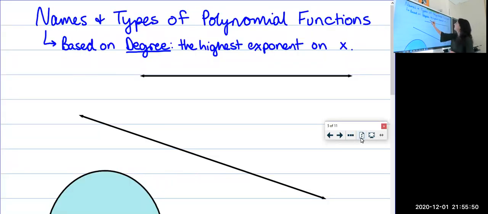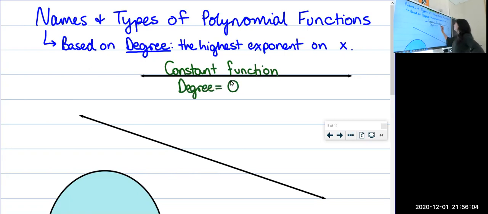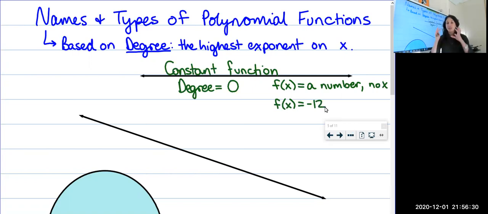This horizontal line is called a constant function. It has a degree of 0, and its example would be f of x equals any number, no x. Okay, so for example, f of x equals negative 12. That's a constant function. It's just a number.